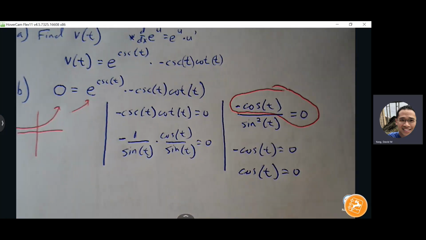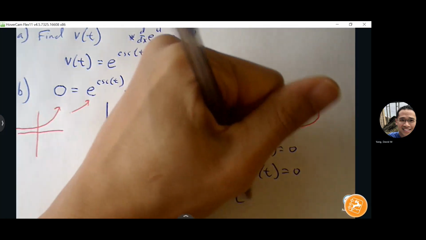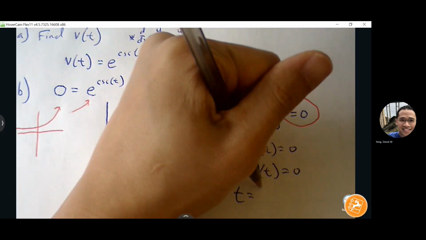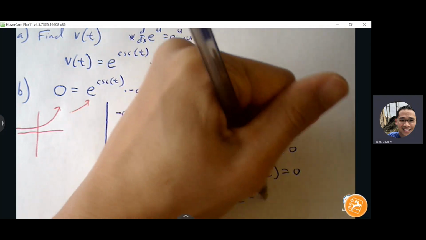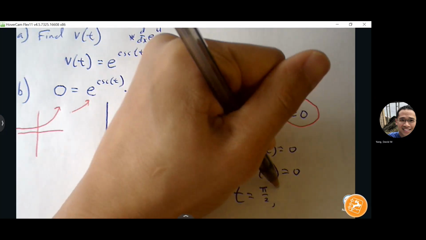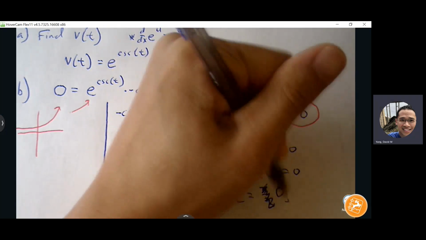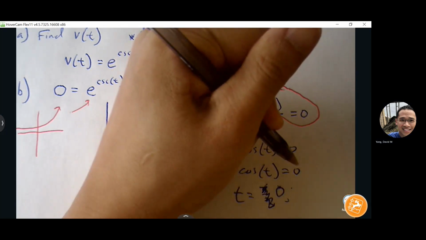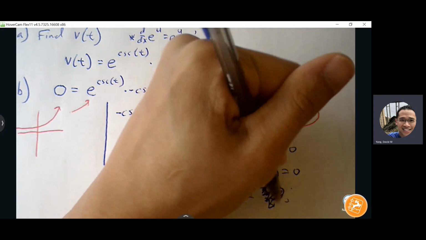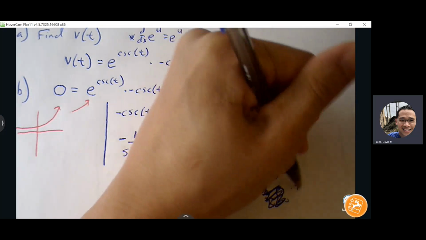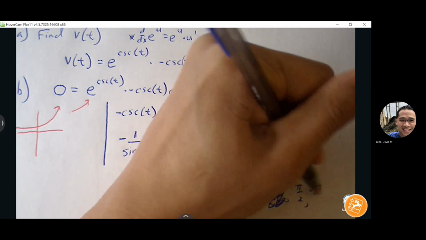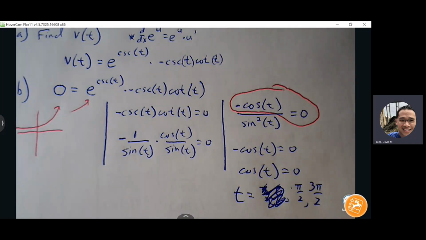And where's cosine equal to zero? Pi over two. I'm sorry, not pi over two. Yeah, sorry, zero. My bad. Hold on. No, you're right. I was thinking sine. Pi over two, three pi over two. Okay. But how do we know which values that we want to use?